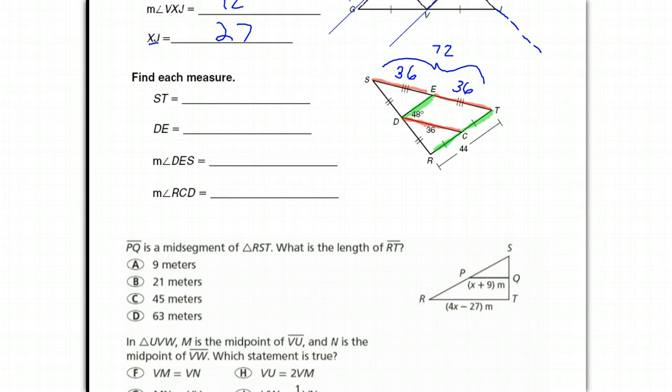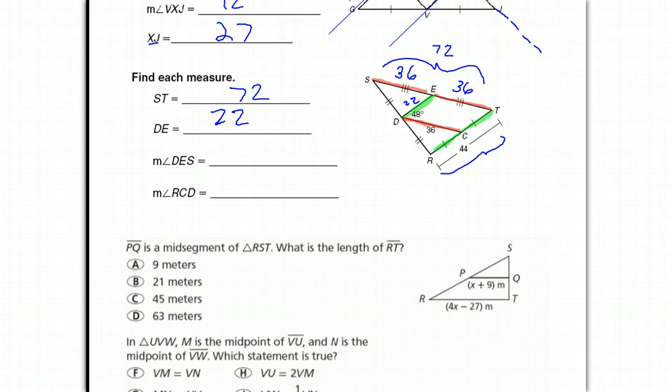And kind of going the other way, we can figure out this small green segment DE. That would be half of the larger one here. So 44, half of that is 22. So that helps us figure out a few things here. We know that ST is the big long red side, 72. DE is the short green side, 22.